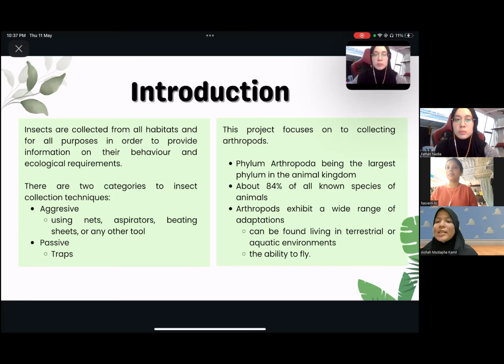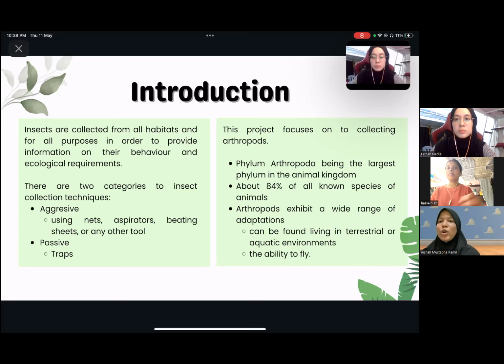This project focuses on collecting arthropods. This is due to phylum Arthropoda being the largest phylum in the animal kingdom. Members of this phylum make up about 84% of all known animal species. Arthropods are prevalent in every ecosystem on Earth and exhibit a wide range of adaptations. Diverse species can be found living in terrestrial or aquatic environments, and some have even evolved the ability to fly.